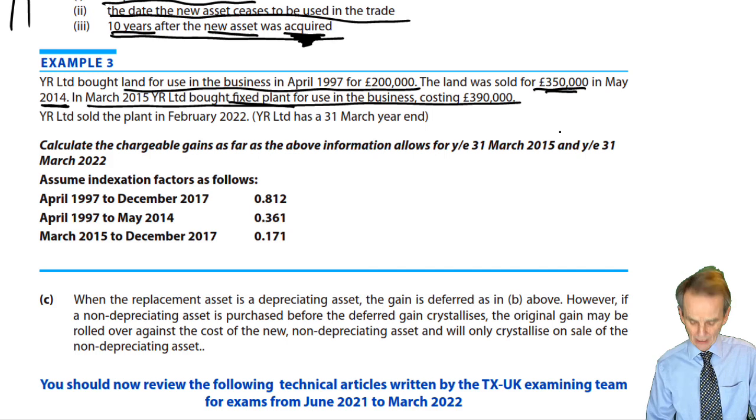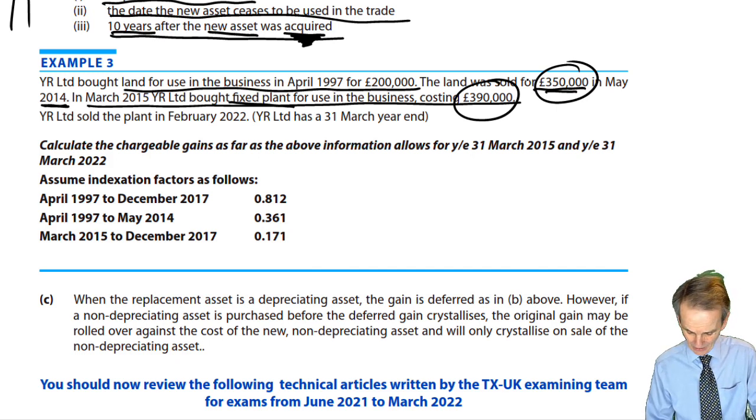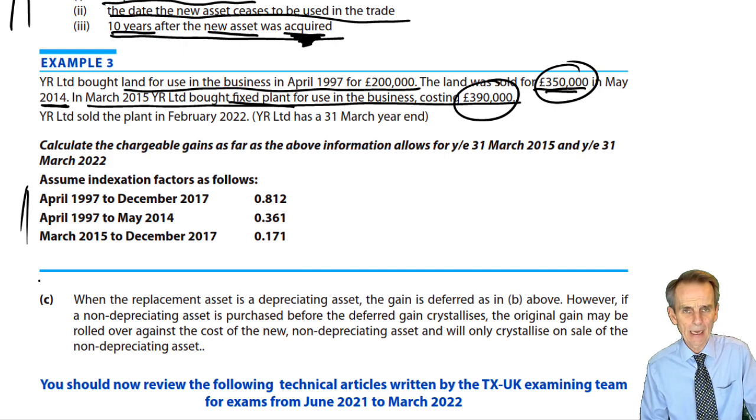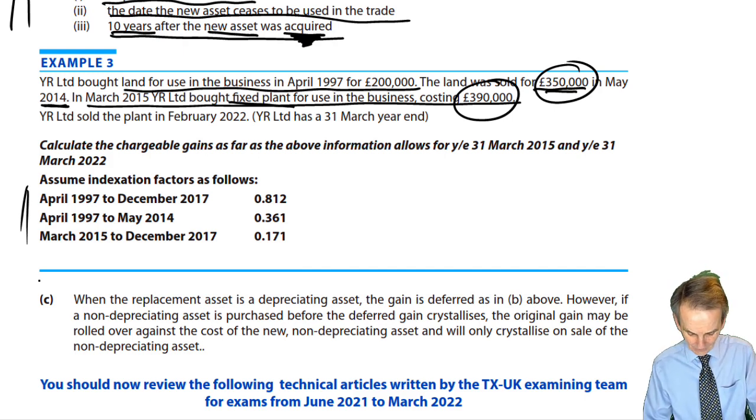Did we or didn't we reinvest all of the proceeds? The land was sold for £350,000 and we bought the new land, sorry, the fixed plant I should say, for £390,000. We've reinvested all of the proceeds. So at that point, a claim was made to defer all of the gain that arose on the disposal of the land. A simple enough gains calculation for you to perform. Again, you'd be able to do that. You have the relevant indexation factors down there. You simply have to pick the right one.